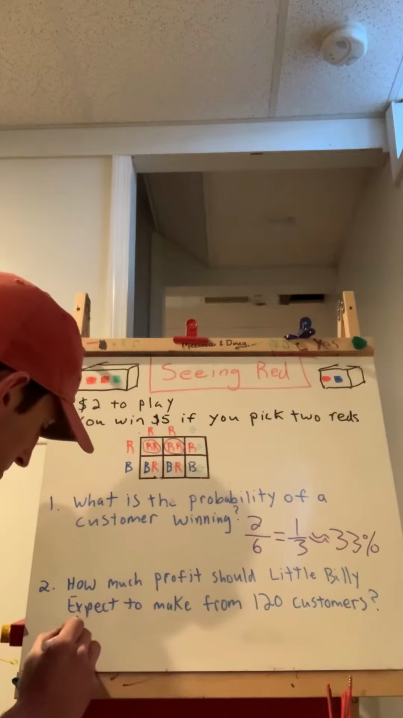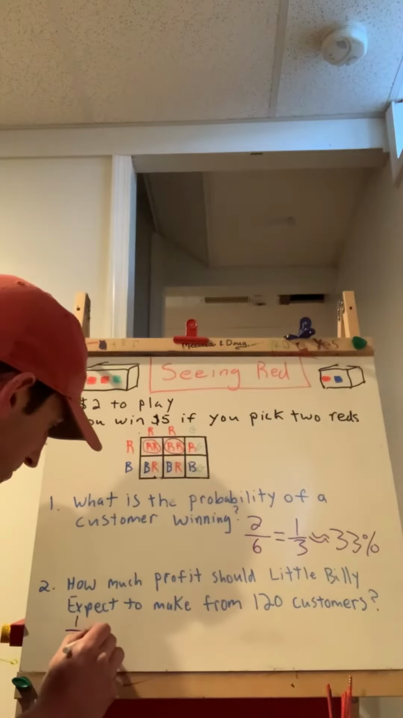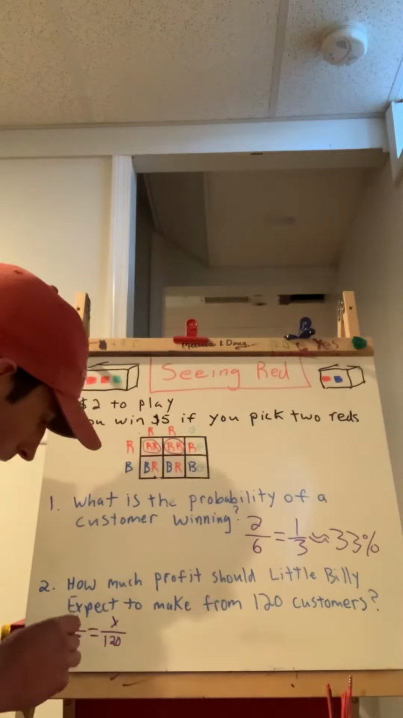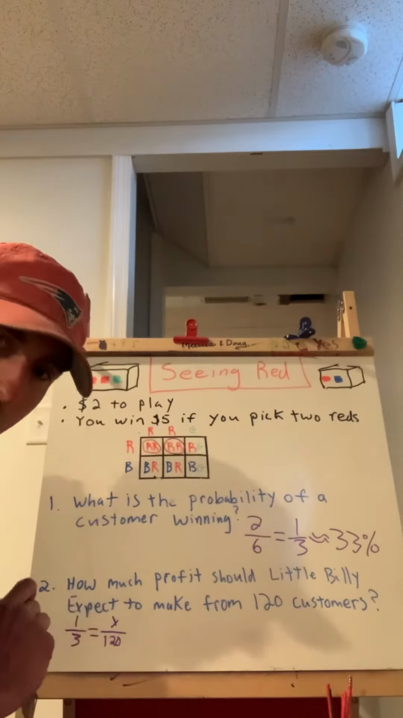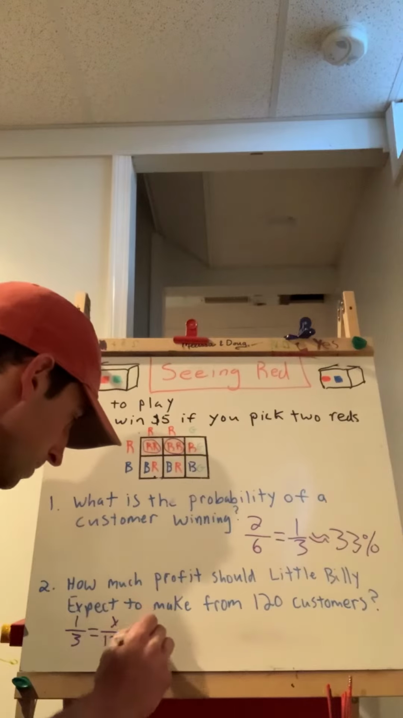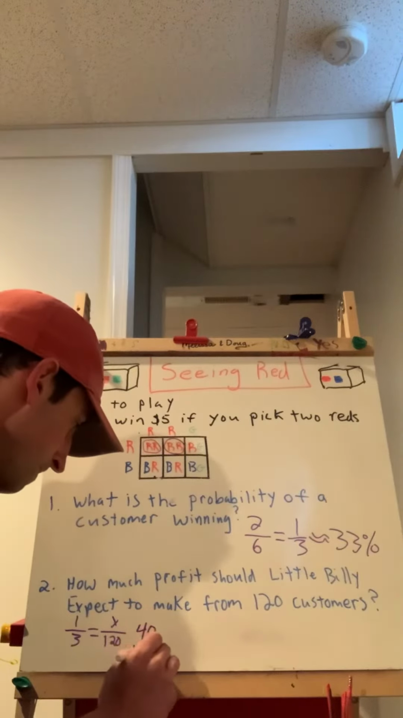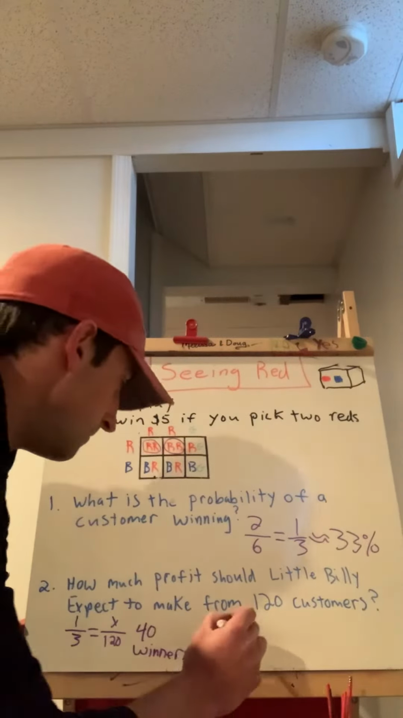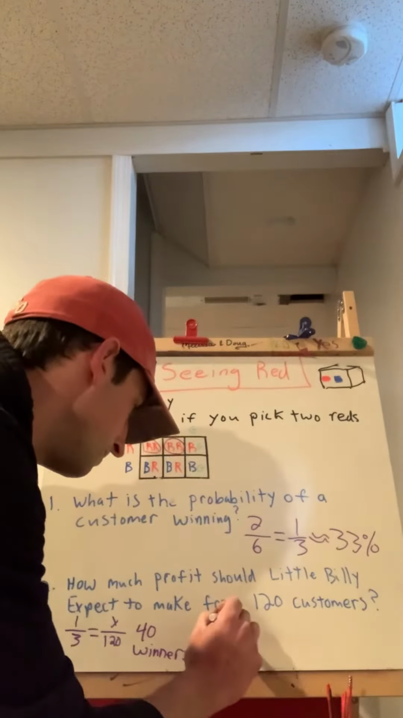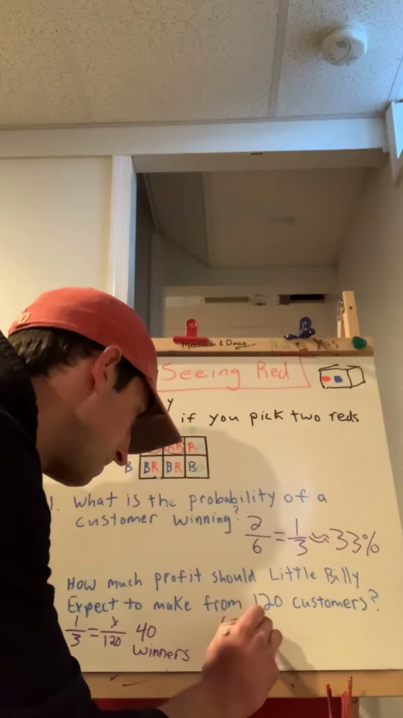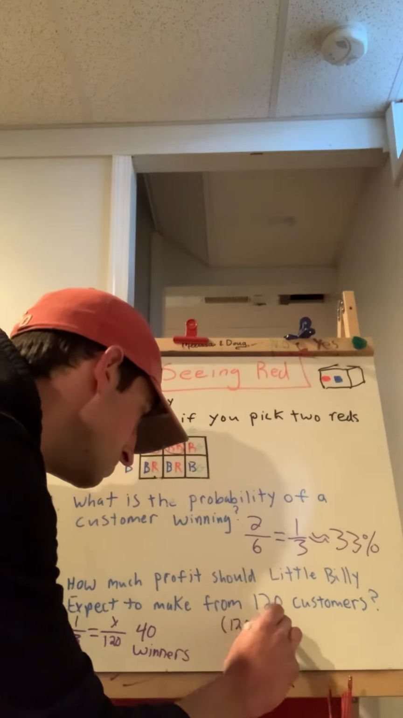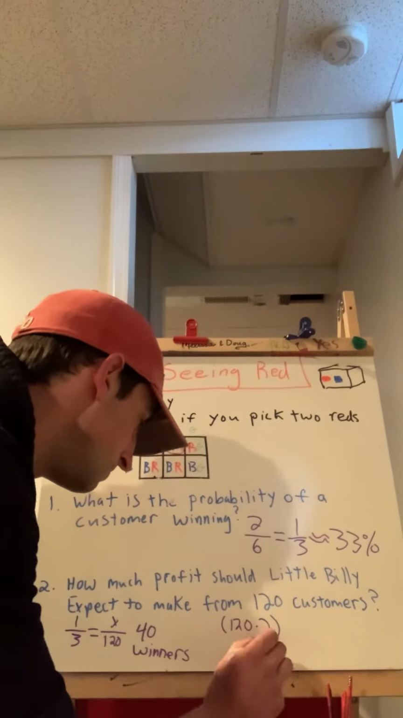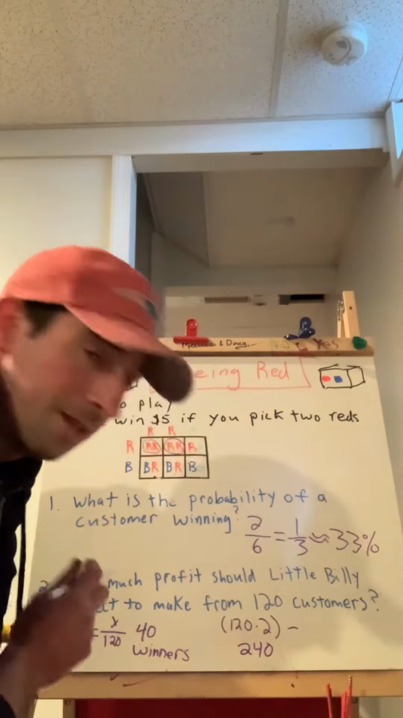So we can use this proportion to figure it out. 1 out of 3 equals what out of 120? And I know 1/3 of 120 is 40. So we could expect 40 winners. So now, if he has 120 customers, 120 customers are going to pay $2. So 120 times 2, that's 240. So that's $240 Little Billy's going to take in.